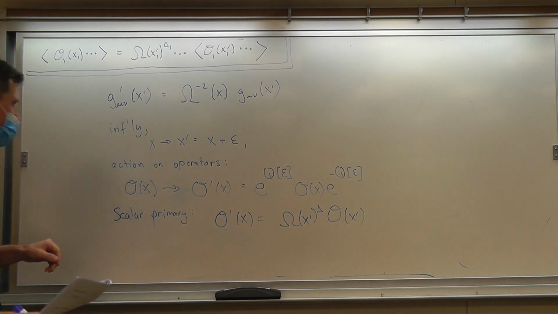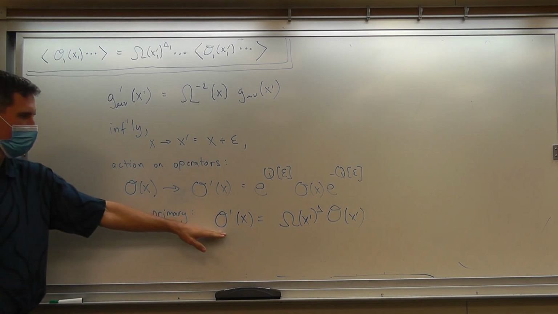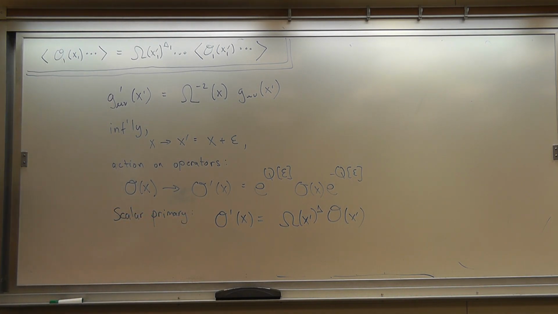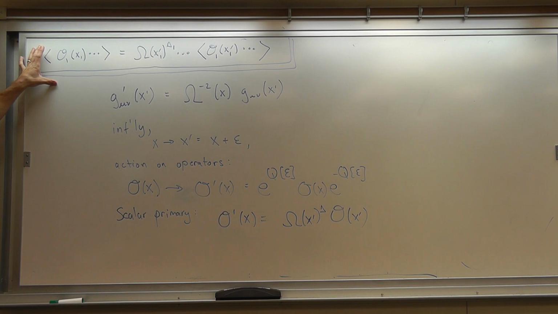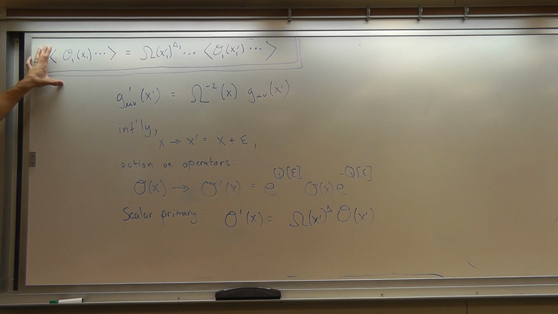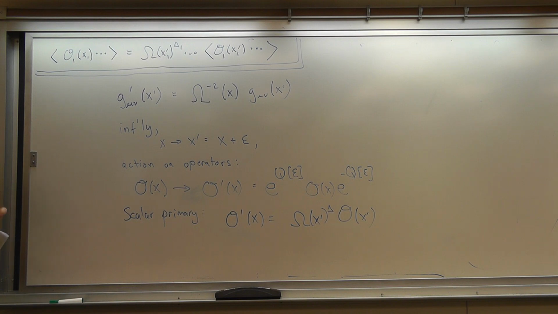Okay, so this transformation rule, the statement is that correlators are invariant if you do this. So that gives you the rule on correlation functions, which looks like this. And I put it in a box because I want to be able to refer back to it in a minute.